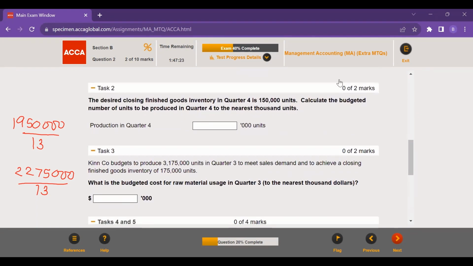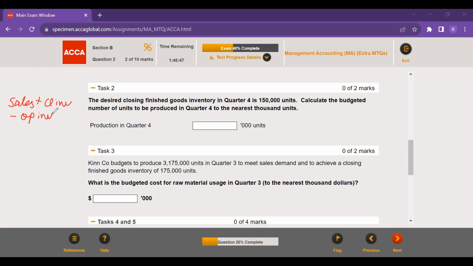Now let's move to task 2. Task 2 says the desired closing finished goods inventory in quarter 4 is 150,000 units, and we have to calculate the budgeted number of units to be produced in quarter 4 to the nearest 1,000 units. We all know that production will be equal to sales, how much you are selling in that period, plus how much your closing inventory will be, minus any opening inventory that you already have.